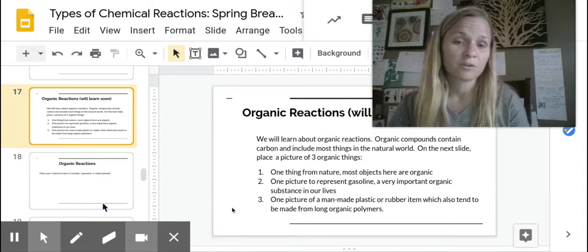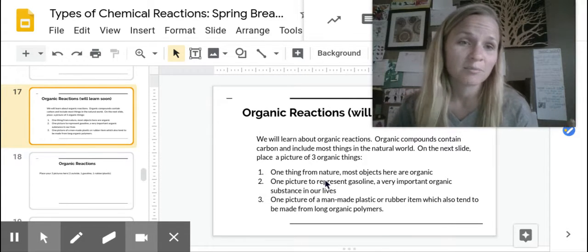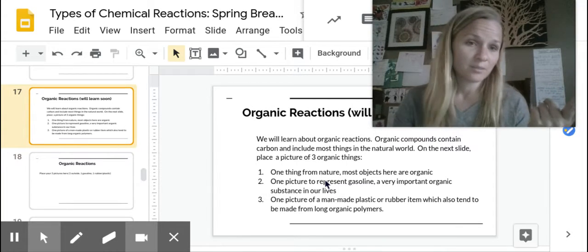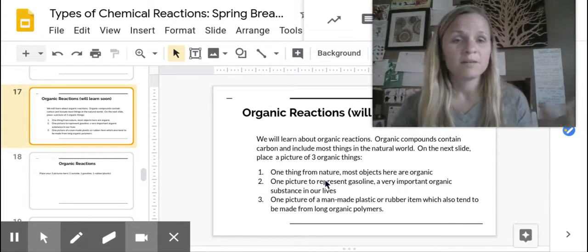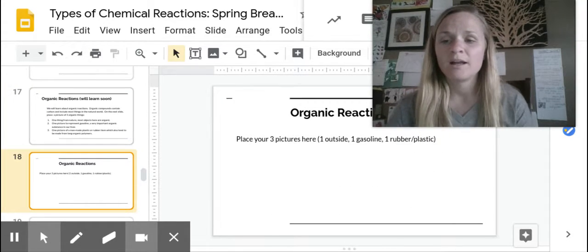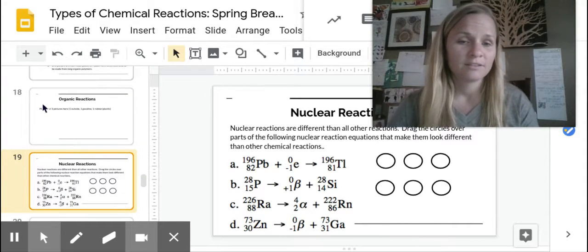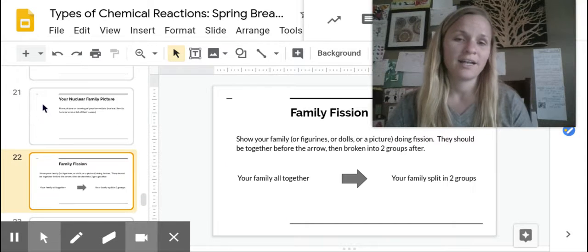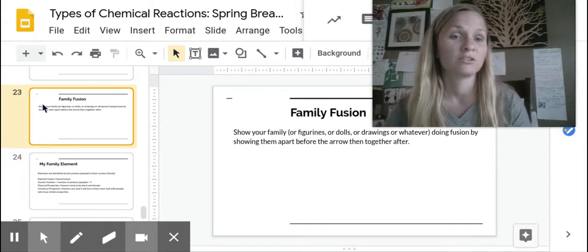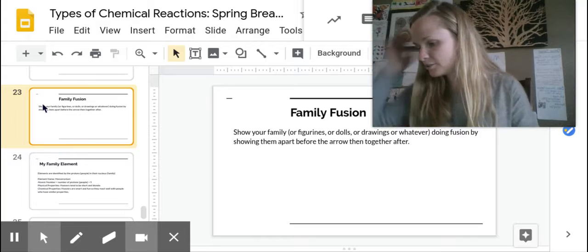Organic we haven't learned yet, but we will. It's going to ask you to look for 3 different organic things: one from nature, something that reminds you of gasoline, like maybe a car, because that's a big organic molecule we use a lot, and then one man-made plastic or rubber thing, because that's an important organic thing that we talk about. So you even have to do these ones that we haven't learned about yet, because I did write what to do. And then there's a couple little nuclear questions, and then it asks you to do some nuclear pictures with your family or your dolls or your Legos or whatever.